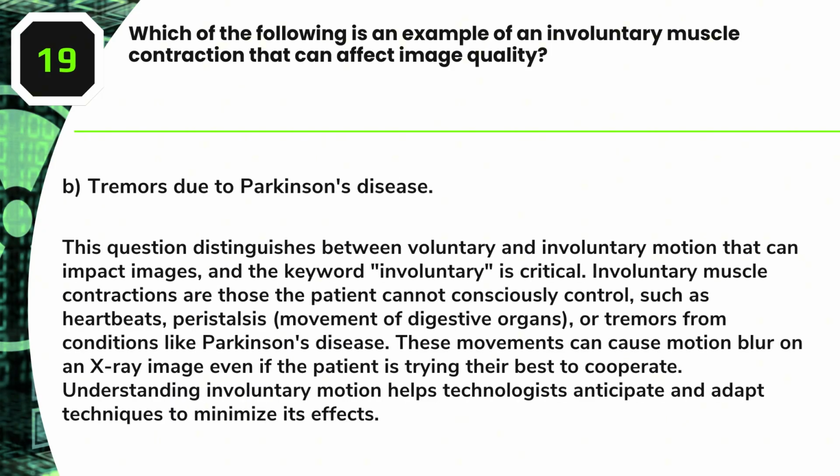Answer, B. Tremors due to Parkinson's disease. This question distinguishes between voluntary and involuntary motion that can impact images, and the keyword involuntary is critical. Involuntary muscle contractions are those the patient cannot consciously control, such as heartbeats, peristalsis, movement of digestive organs, or tremors from conditions like Parkinson's disease.